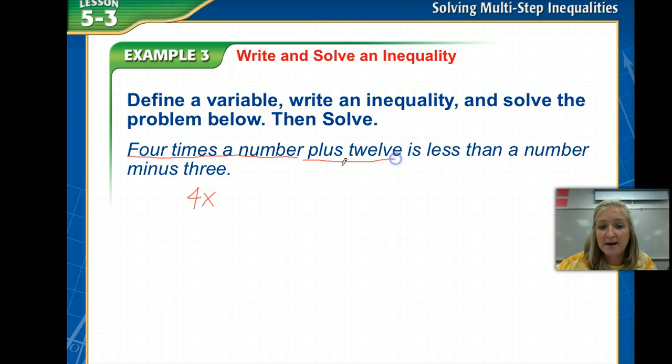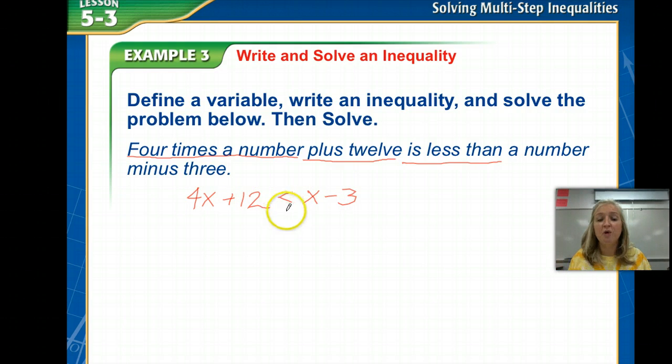Plus 12 is my next part, and then I have is less than, the symbol that looks like an L sideways. A number minus 3. So any number, the same number, minus 3. Now we are going to set this up and solve for the given variable. So I'm going to draw my line down the inequality symbol, and just like a variable on both sides, it doesn't matter which you move to which side as long as you follow the proper rules and do it correctly.